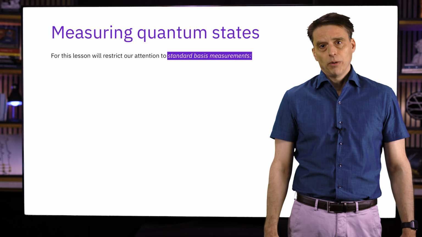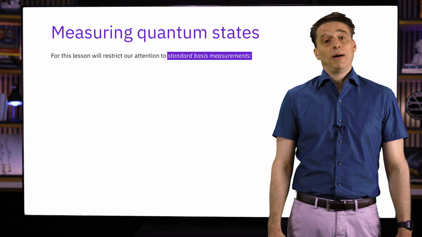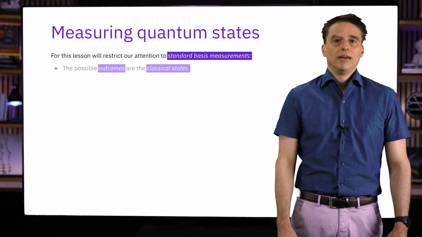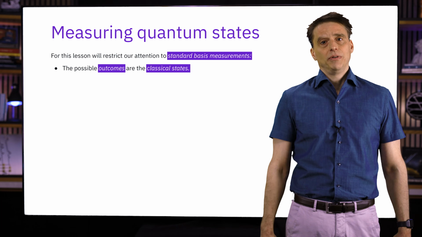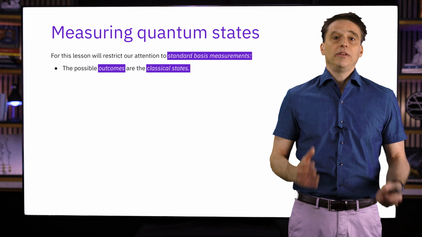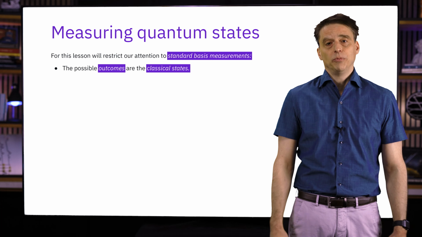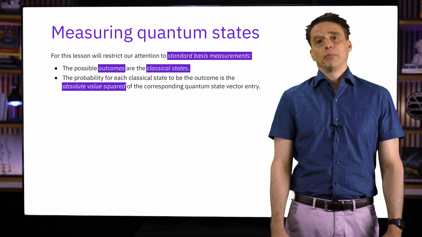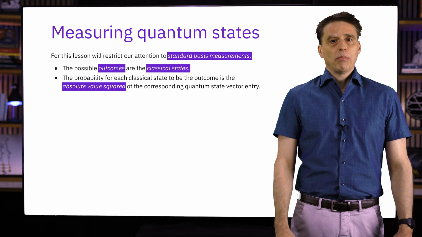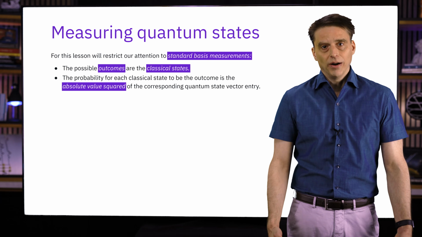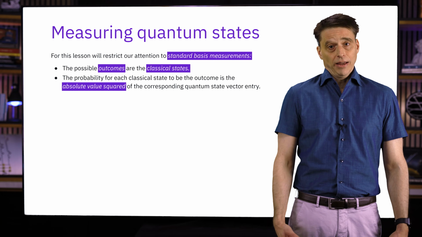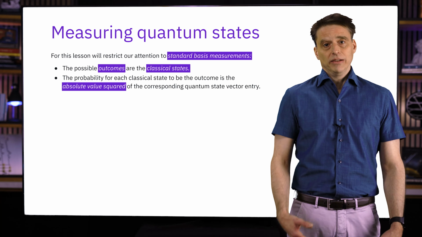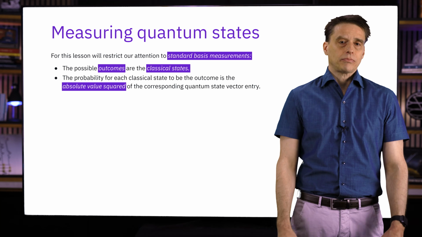When a measurement is performed on a system, there will be some set of possible outcomes of that measurement, which are classical outcomes. And in the case of a standard basis measurement, those possible outcomes are precisely the classical states of whatever system is being measured. Each of those classical states will be the outcome of the measurement with some probability, and that probability is the absolute value squared of the entry corresponding to that classical state of whatever quantum state vector the system was in immediately prior to being measured.